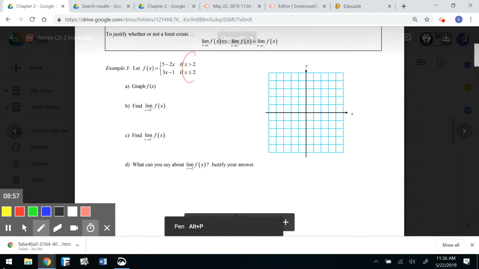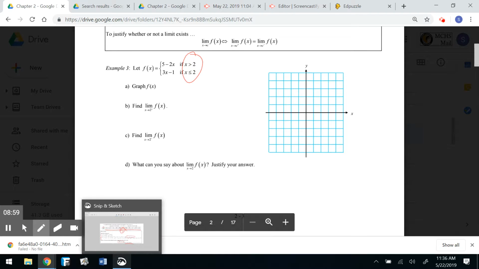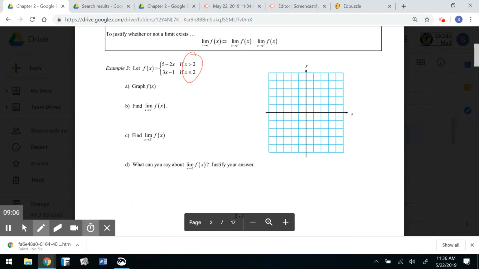And what's in question here is what happens at 2. So let's graph 5 minus 2x. I want to start this at x equals 2. If I plug a 2 into that, I would get 5 minus 4, which is equal to 1. So I'm going to start that at 2 comma 1. And it doesn't have an equal sign, so at 2 comma 1, I'm going to put an open circle.